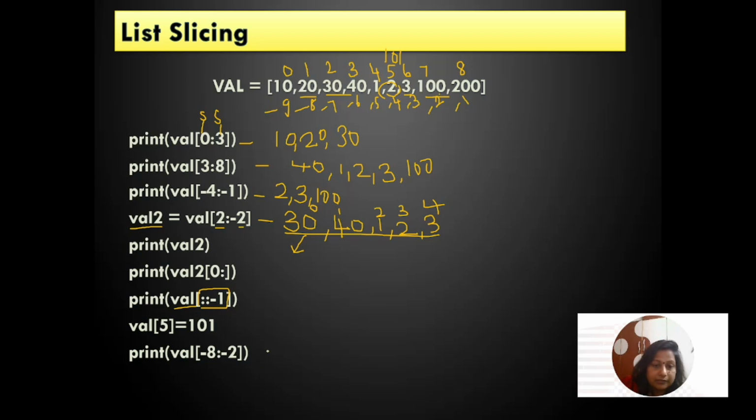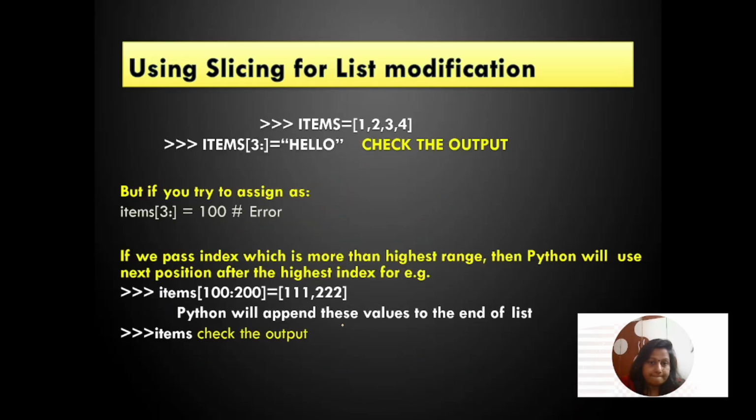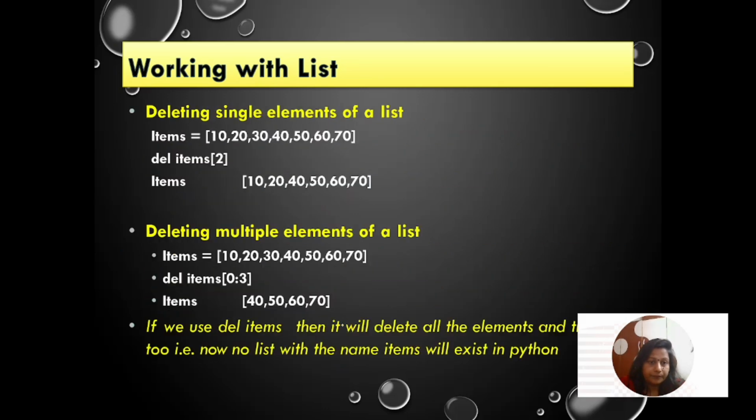So what is the value? It is starting with 20, 30, 40, then 1, then 2, which we have changed to what? 101. So that 101 will be there and again 3 also will be there. Clear now? Because minus 2 is 100, it is not going to be considered. I hope everyone revises the concept of list slicing. All related to slicing only.